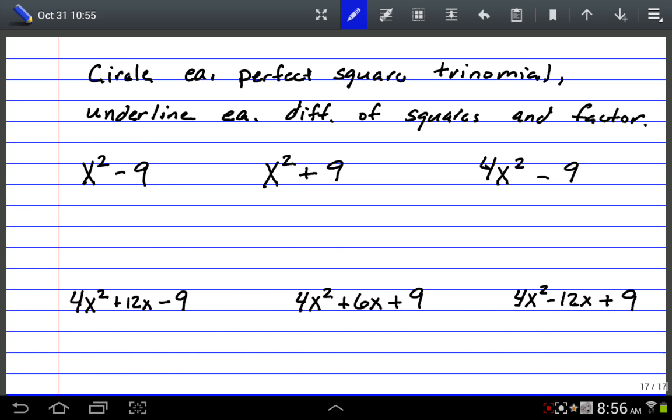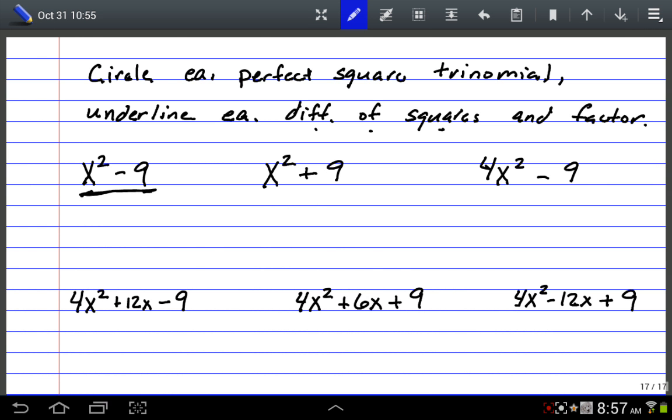Now let's look at the first one. We have x squared minus 9. Now that is definitely not a perfect square trinomial because it's only 2 terms. So let's see if it's a difference of squares. Okay, well, is this a square? Yes. Or is this a square? Yes. Is it a difference? Yes. So it is a difference of squares. Now recall, let's actually factor it. Oh, let's see what we're supposed to do. We're supposed to underline it. Okay.